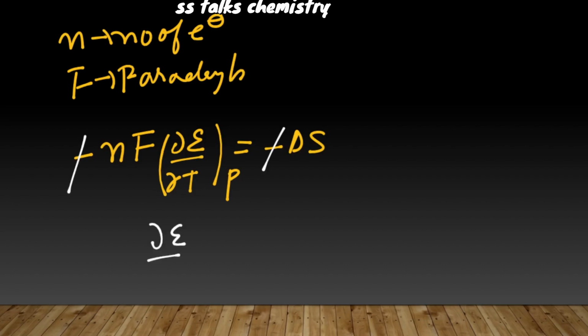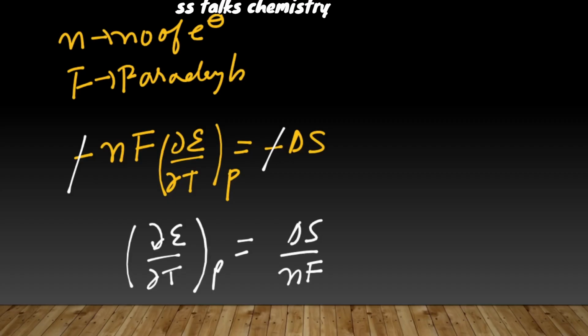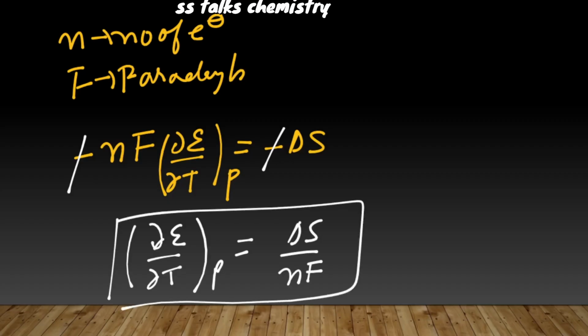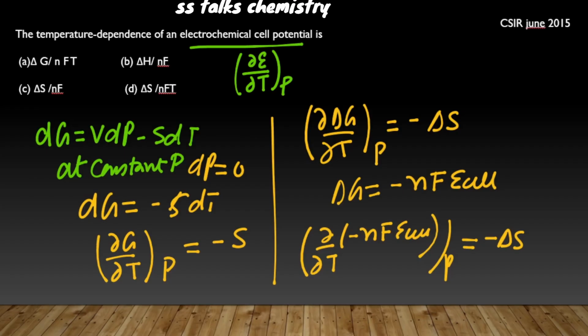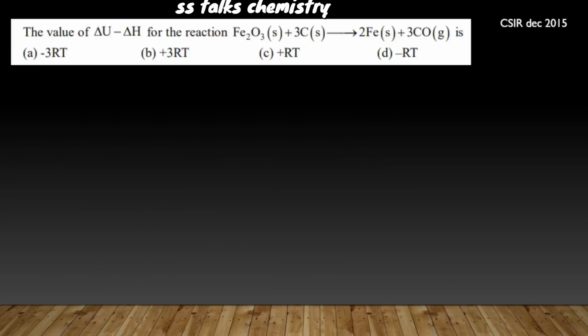So del E by del T at constant pressure is equal to delta S upon nF. This is the temperature dependence of the electrochemical cell potential, which implies delta S upon nF. Option C is the right answer in this. Okay. Next, this question now.